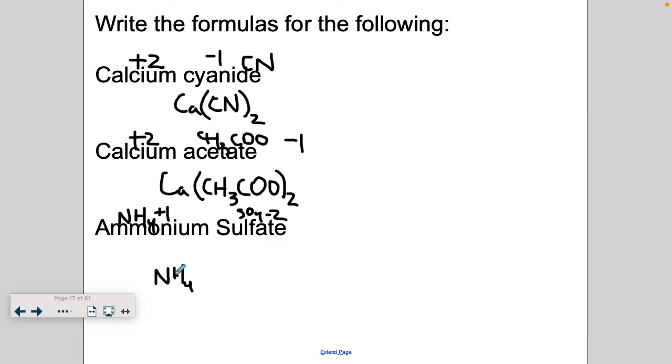Do we put the SO4 in parentheses even though it doesn't need multiples? Nope. Only the ones that you need multiples of, and it's only for the polyatomic. So NH4, I need 2 of them, and then it's SO4 by itself. I believe we had that for this.